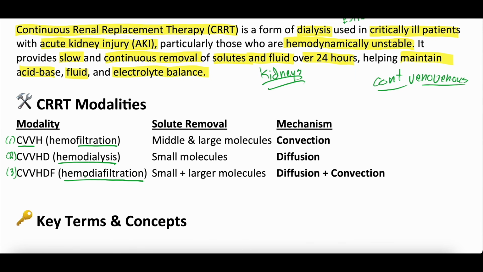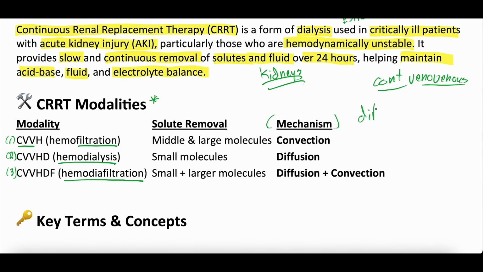Okay, all three of these are continuous renal replacement therapy modalities, but they all work a little bit different. And the little bit different is based on the mechanism that they use to quote unquote filter the blood. And the two mechanisms we're going to talk about, and we're going to dive into these more down below, are convection and diffusion. Introducing these topics verbally, and we have a diagram below.